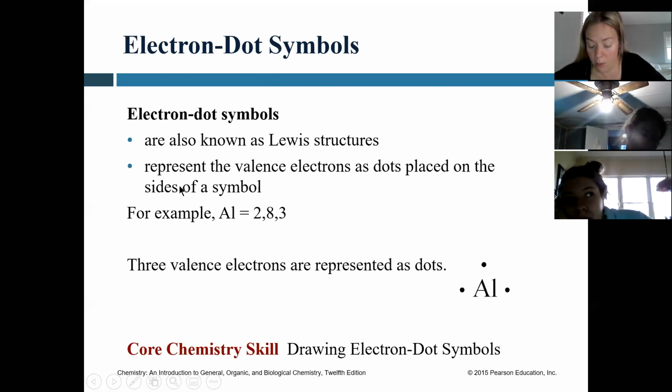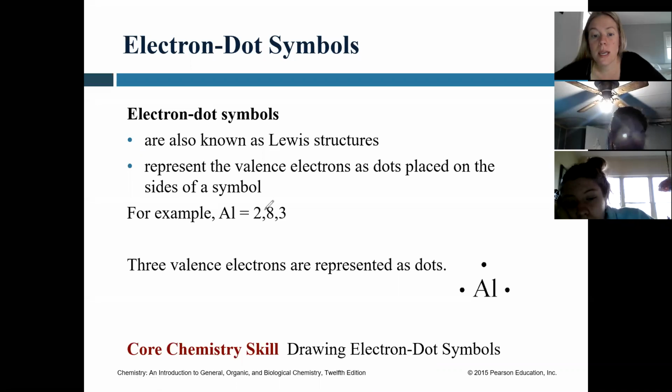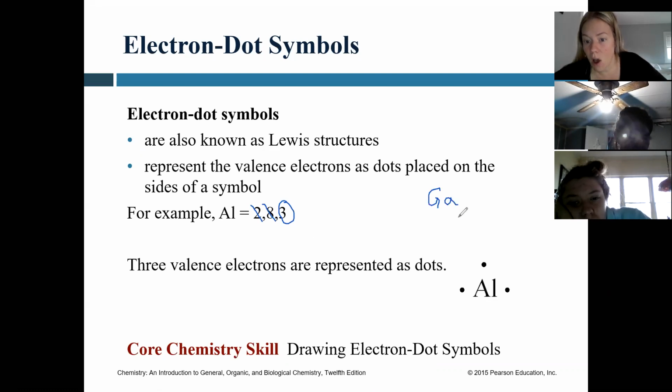So aluminum, which is number 13 on the periodic chart, has a total of 13 electrons. But when drawing its dot structure, we ignore any core electrons. We just want to look at what's happening on the outside because those are the guys that are going to affect our bonding. So aluminum has this situation. Gallium, Ga, also has the same Lewis structure, dot structure. It also has 3 because it's in the same column.